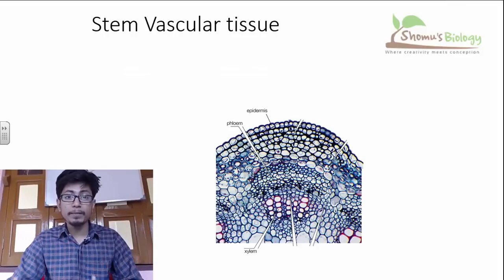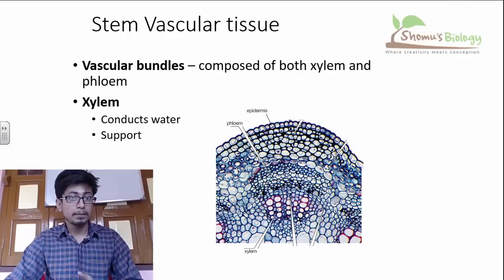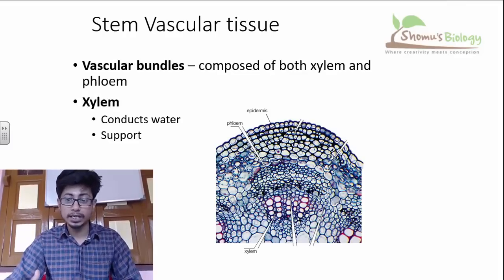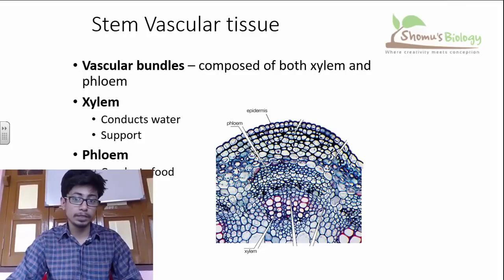If we talk about the stem vascular tissue, again it consists of xylem and phloem, but the arrangement of them is slightly different. The vascular bundle contains both, but the xylem again conducts water and provides support through the stem. Phloem conducts food and also provides support.